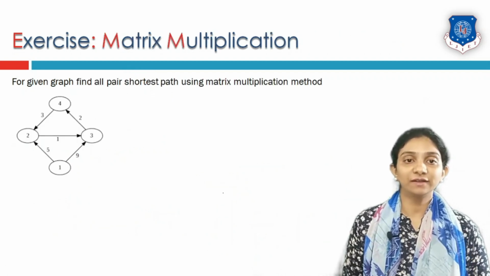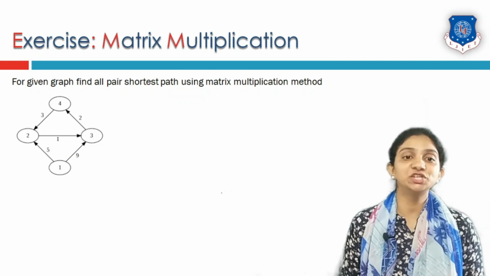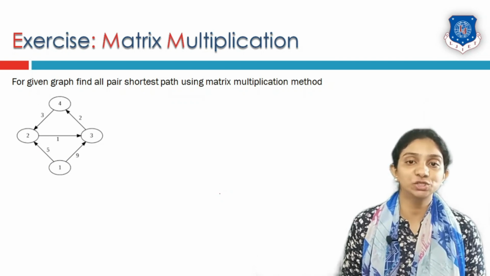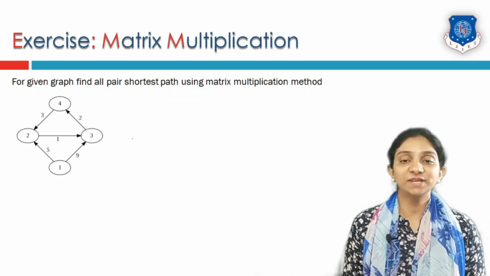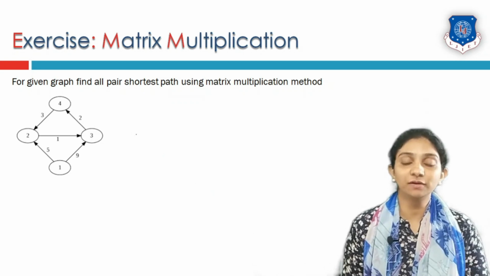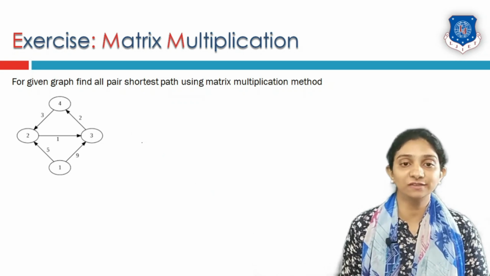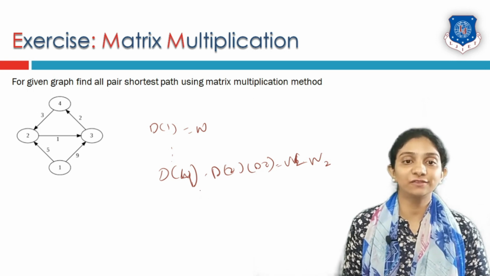Now for your practice, one exercise is given in which you have to find out all pair shortest path using the special matrix multiplication method for given 4 vertices. I hope you get a clear and correct answer to this problem.